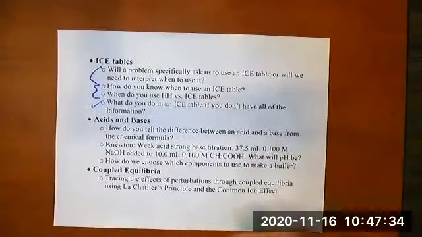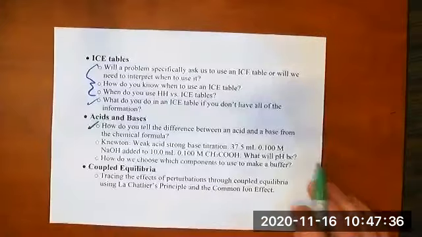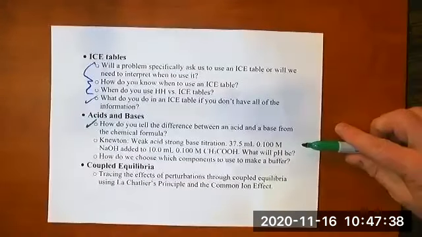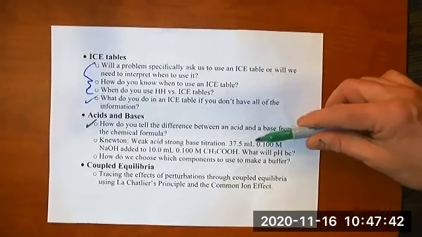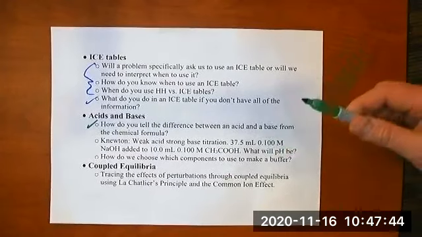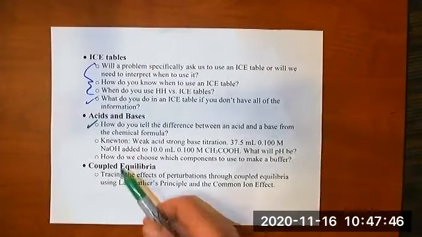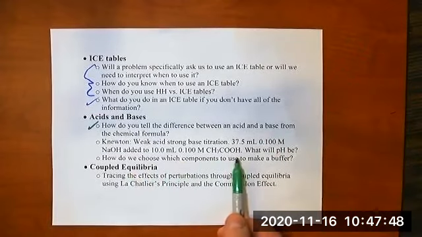So there was a question from Newton that somebody wanted me to go over. A weak acid strong base titration where 37.5 mils of 0.1 molar sodium hydroxide is added to 10 mils of 0.1 molar acetic acid. What's the pH going to be?